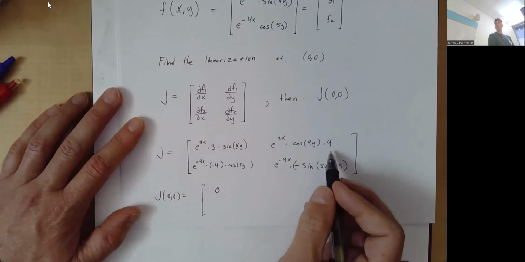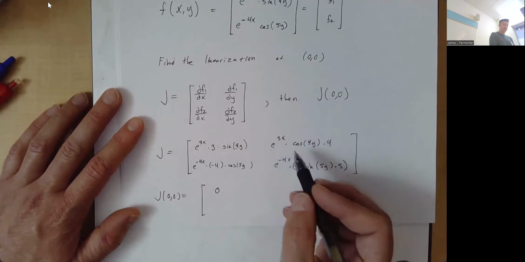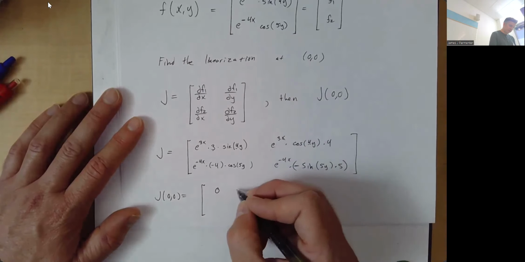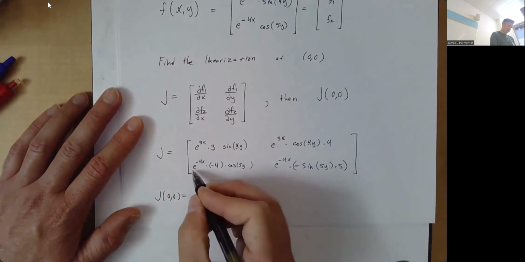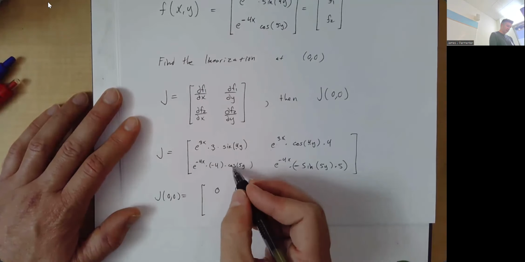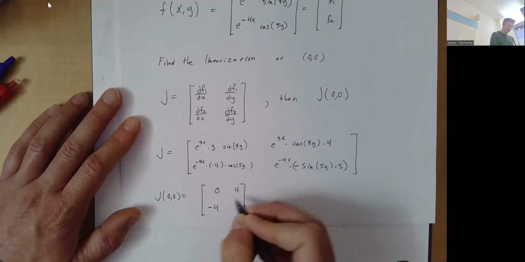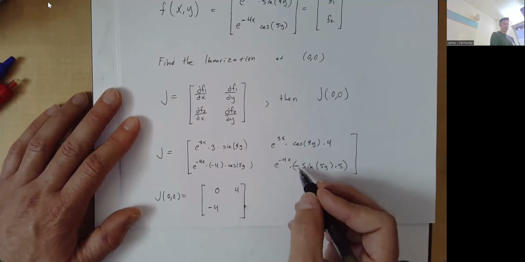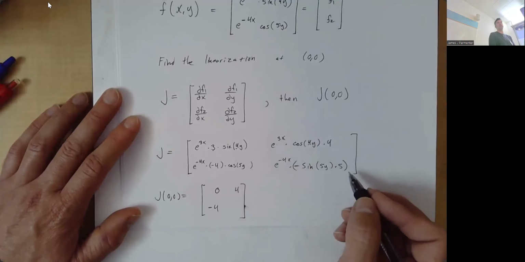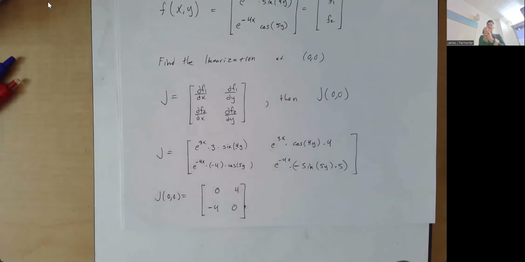Now over here, I don't. E to the 0 is 1. Cosine of 0 is also 1. So I get 1 times 4, which is 4. Down here, I'm going to get e to the 0 times negative 4 times cosine of 0, which is 1, times negative 4 times 1. And finally here, I'm going to get e to the 0 times negative sine of 0 times 5. The sine of 0 is 0. Oh man, pen all over my hand. So there is our Jacobian matrix. Neat.